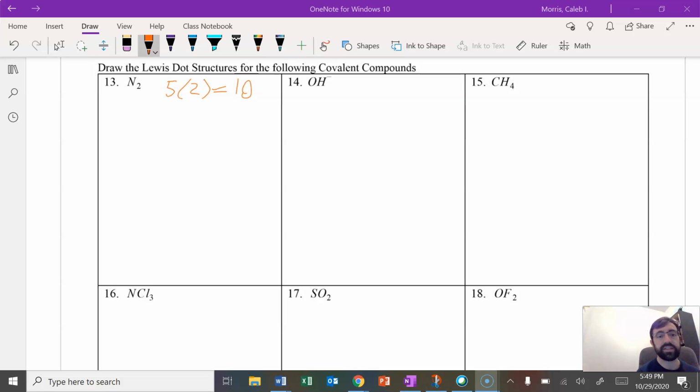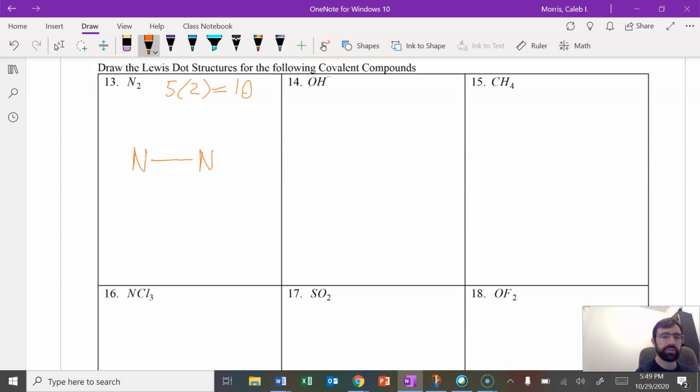The next step is the skeleton. So we need to decide what our central atom is. Since it's just 2 nitrogen atoms, this is really not a necessary step. We're just going to draw both of them and connect them with one line. There's our skeleton. After doing that, we want to make the outsiders happy, which both of these atoms are outsiders or insiders. In this case, there's no central atom. So we just want to use up all 10 electrons and make these atoms as happy as possible.